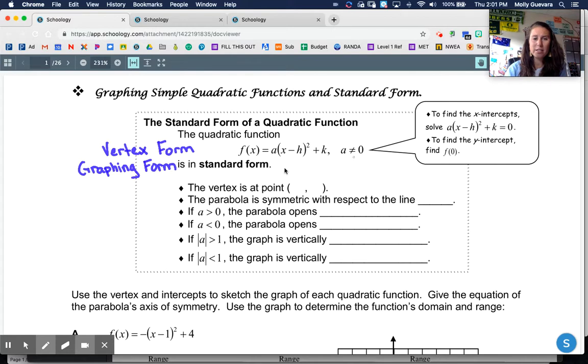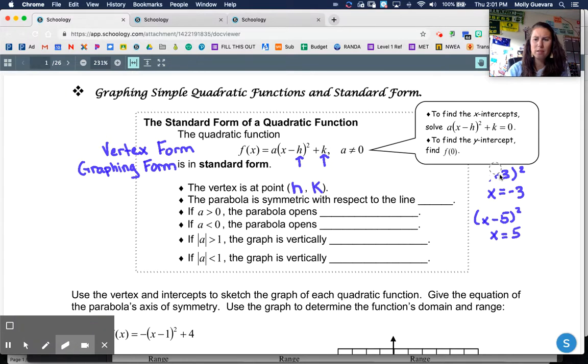So when it's in this vertex form, the vertex is at the point (h, k). This is h, comma, k. And just a quick reminder that you're always looking to switch the sign here, right? Because if I have x plus 3 squared and I set this equal to 0 and solve, I get x equals negative 3. Same thing if I have x minus 5. If I set it equal to 0 and solve, I'm going to get positive 5. So just remember that we're always switching that sign there, okay?